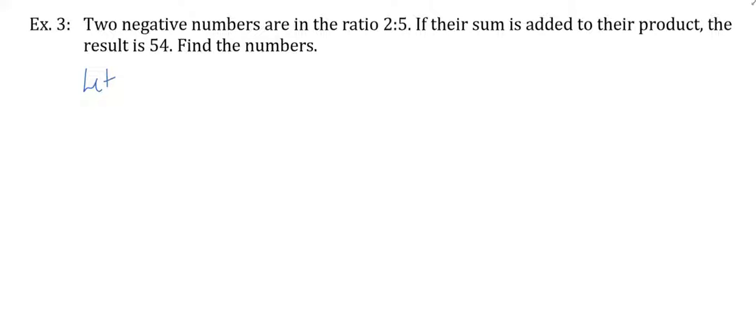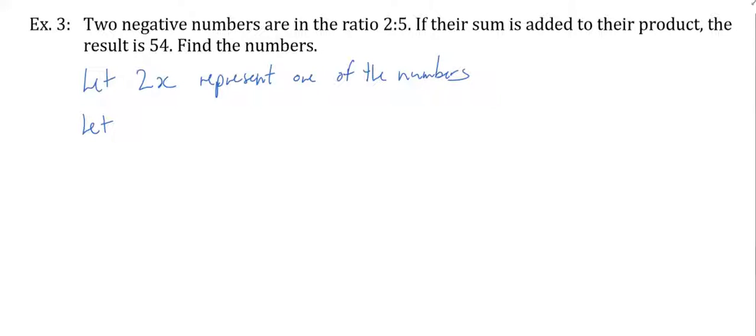For one of the numbers, I'm going to say it's 2 times x. I don't know what x is, but I know that one of the numbers would be 2 times that. So what's my other number going to be? 5x. So if x is 1, it's 2 to 5. If x is 2, it's 4 to 10. If x is 3, it's 6 to 15.